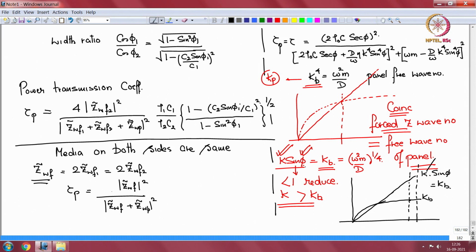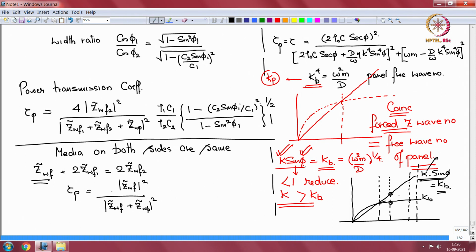Because K is high and sine phi brings it down. So a smaller phi will give a smaller sine phi, so that K times sine phi is equal to KB. That's at higher and higher frequencies. But if I now come down in frequency, then my K is not so much bigger than KB, so my sine phi cannot be that small.